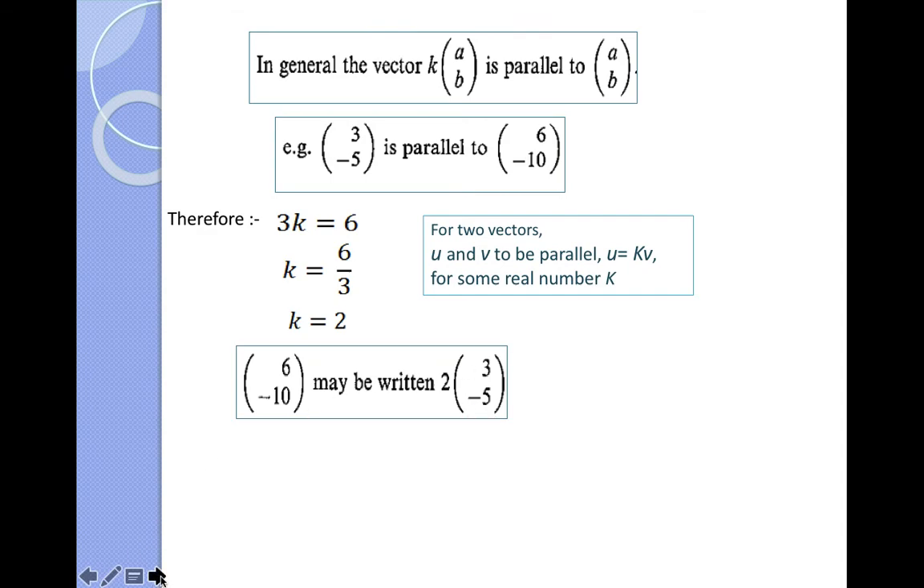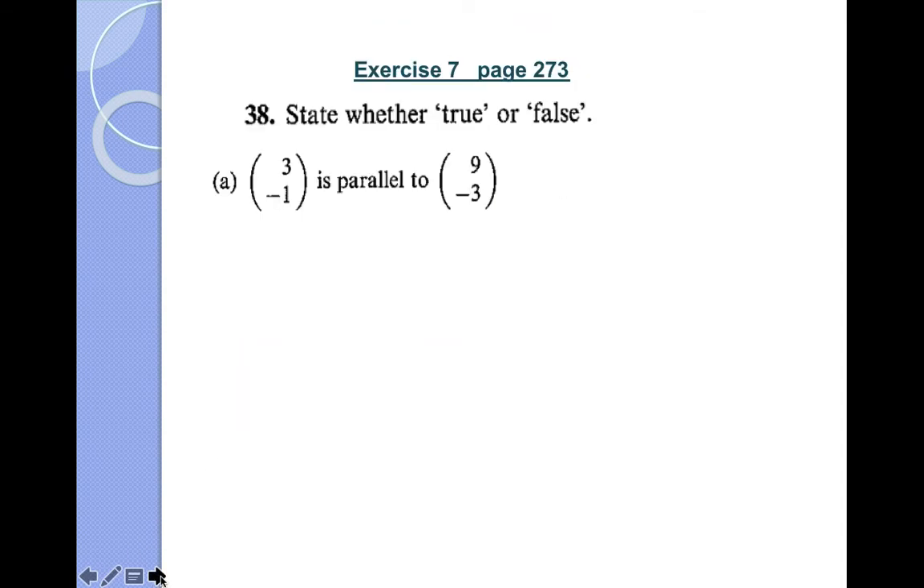Okay. Now we will do a question from the exercise. Exercise 7, page 273. Students, do you have your textbooks open? Please refer to page 273. Question number 38. The question says, state whether true or false. You have to write whether it is true or false. The first question: the column vector (3, -1) is parallel to the column vector (9, -3).